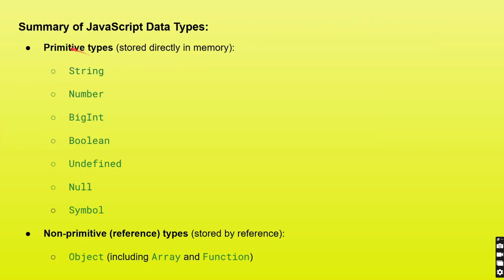Now, a summary of JavaScript data types. Primitive types are stored directly in memory, like string, number, BigInt, boolean, undefined, null, symbol, and non-primitive or reference types are stored by reference, like object, including array and function.